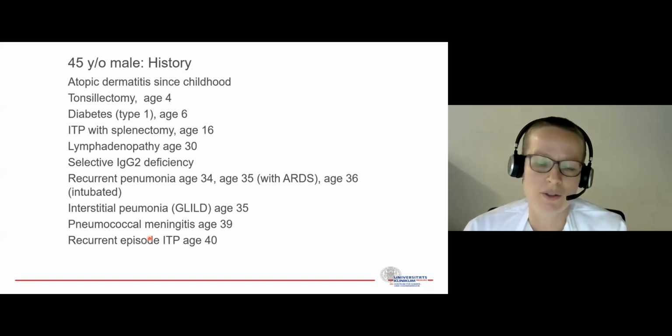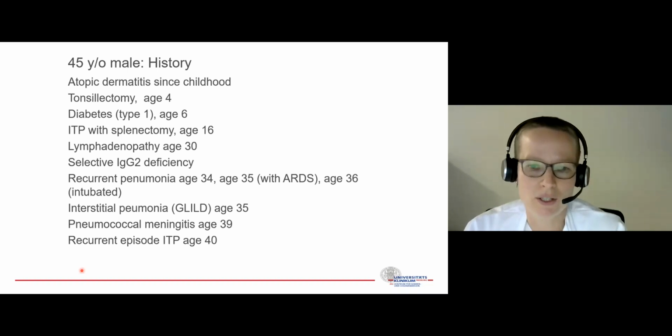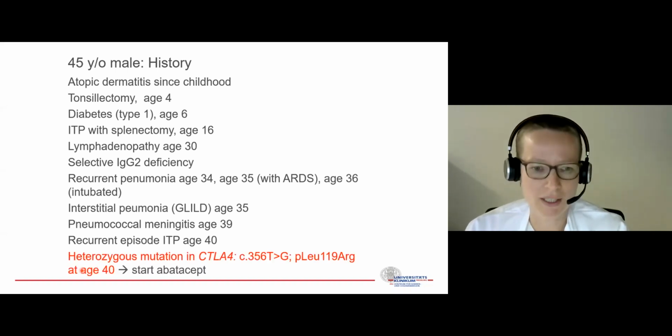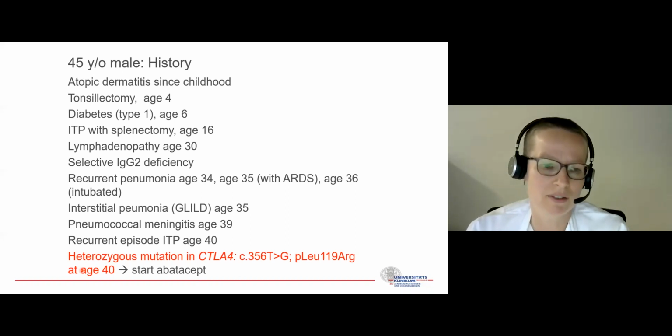And then he started to have recurrent pneumonia at the age of 34, at the age of 35 with acute respiratory failure, and again at the age of 36 when he was intubated. He also developed interstitial pneumonia at the age of 35 when he also had a lot of infections. And then he had pneumococcal meningitis at the age of 39. He survived all that and was diagnosed with a heterozygous mutation in CTLA4. And with this knowledge, he was then started on abatacept.